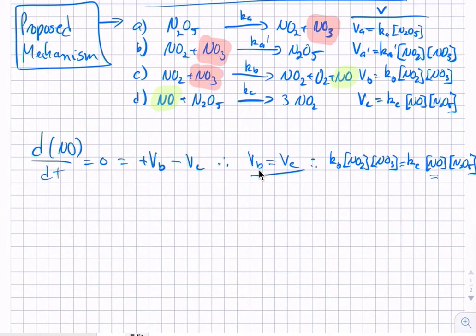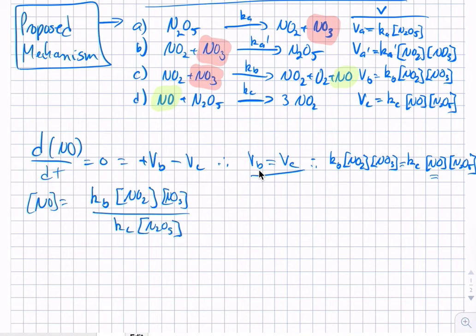So in this case, the concentration of NO is going to equal Kb times NO2 times NO3 divided by Kc times N2O5. So note that we have, in this case, solved for NO, but we still have the NO3 intermediate as a concentration that participates. We don't know what that is yet.